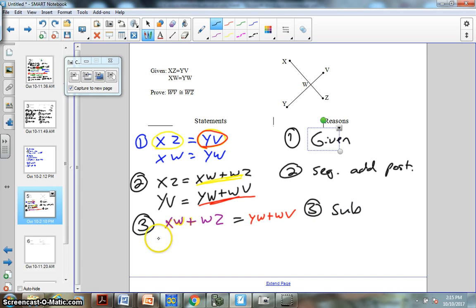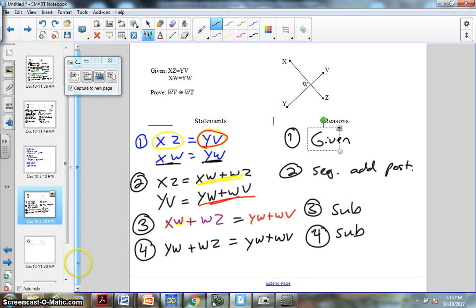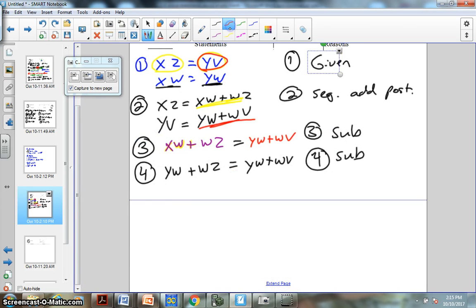Substitution. So, is there a way for me to make them the same? And it turns out there is, right here. XW and YW are the same, so I'm going to replace my XW with a YW. So there's another substitution. All right, and now that I have a YW on both sides, I can subtract it out. So that's subtraction.